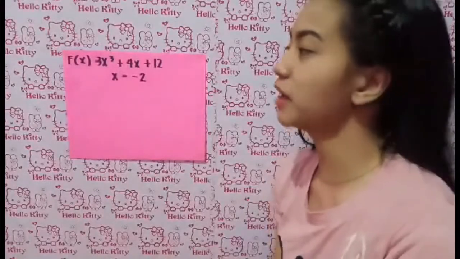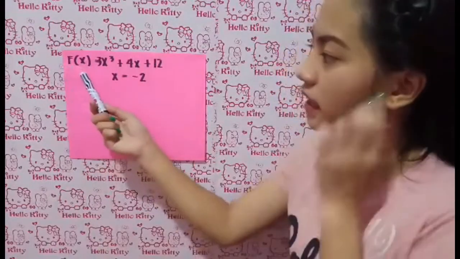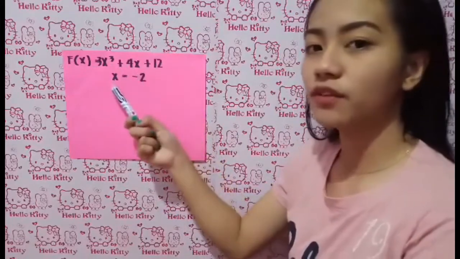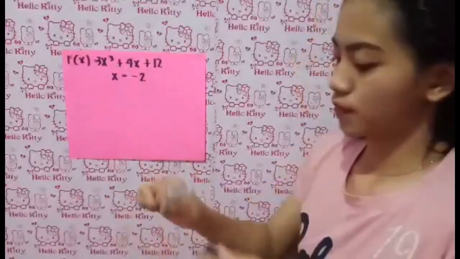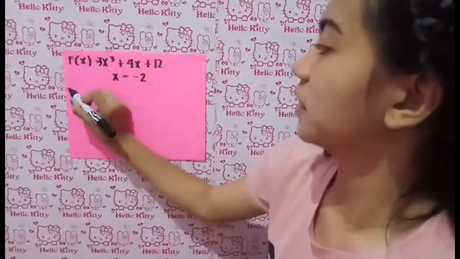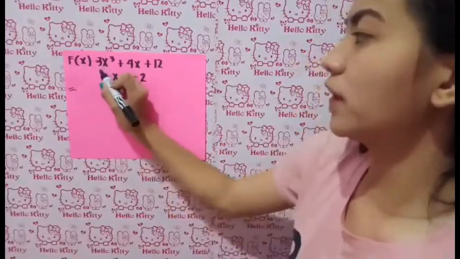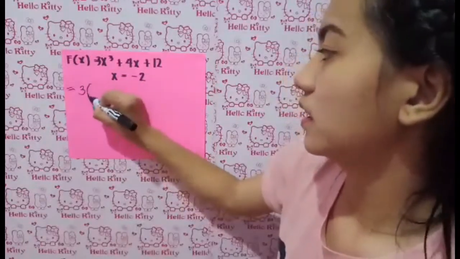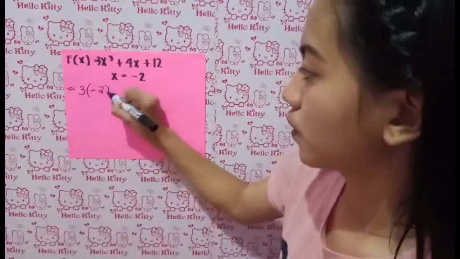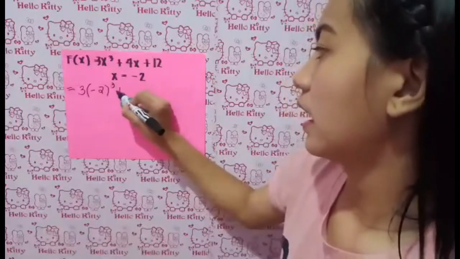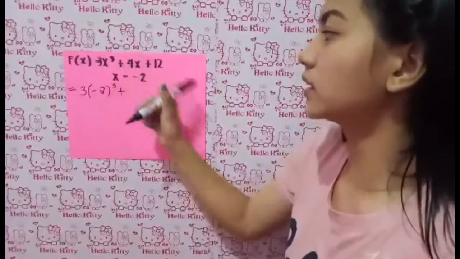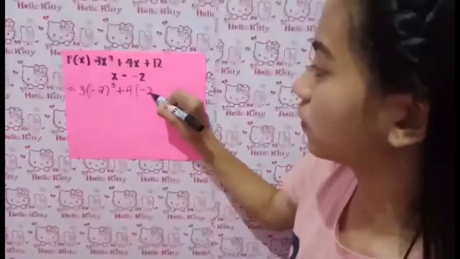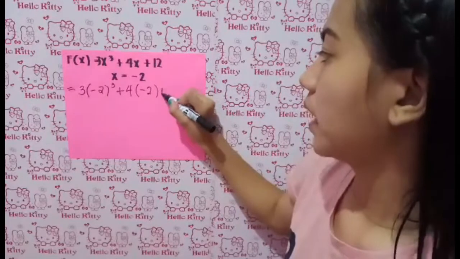So for the third example, we have here f of x is equal to 3x cubed plus 4x plus 12, and the value of x is negative 2. So let's substitute the negative 2. The first term is 3x cubed. Just bring down the 3 and negative 2 cubed. And the second term is 4x. Just bring down the 4 and change the x with negative 2, and plus 12.